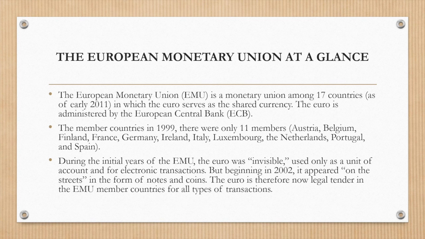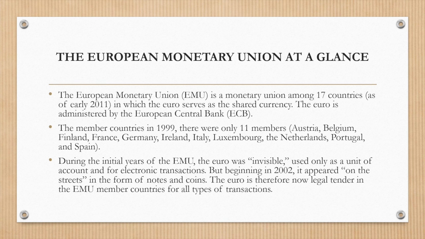Okay, so the European Monetary Union outlines. The European Monetary Union, also known as EMU, is a monetary union among 17 countries as of early 2011, in which the euro serves as the shared currency. And the euro is administered by the ECB, also known as the European Central Bank.